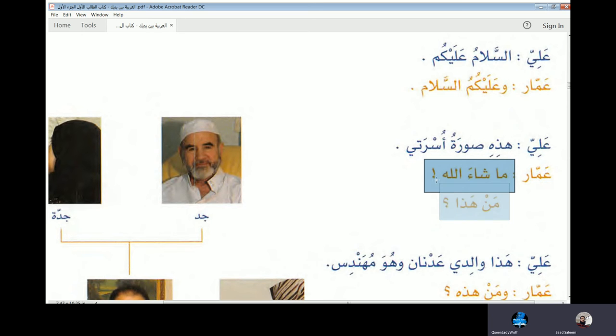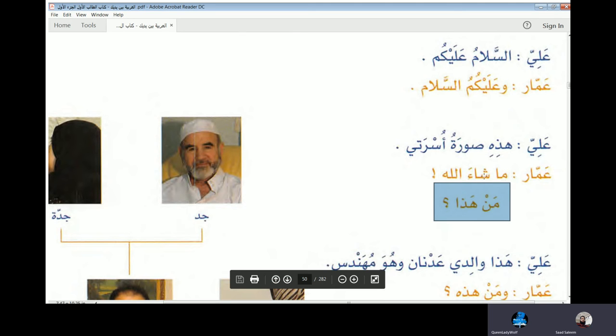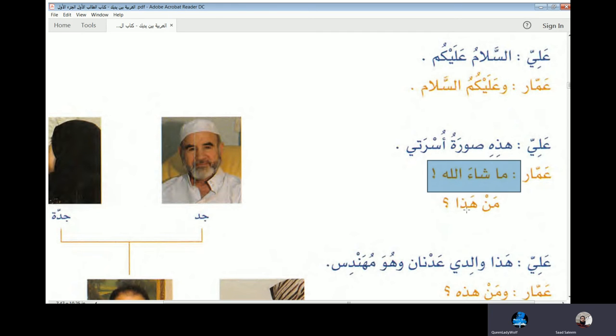Okay, MashaAllah. Allah creates what Allah wills, and may Allah protect your family in the context of this sentence. Yes. Okay. Man haza? Who is this? Man haza.